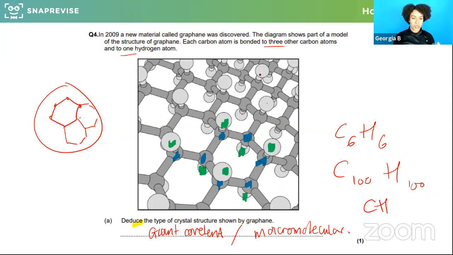Isn't the ratio 3 to 1 though? Do you have 3 carbons for every hydrogen? If you try counting on the actual diagram, do you have 3 carbons for every hydrogen? Because that would be a 3 to 1 ratio.